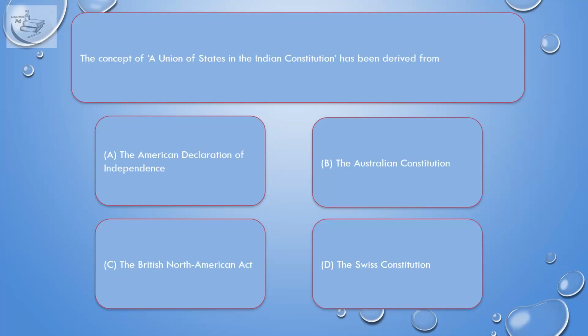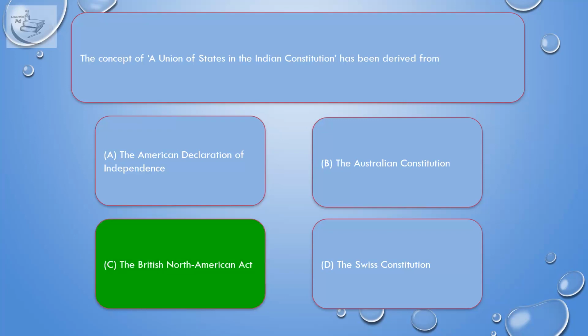Question: the concept of a union of states in the Indian Constitution has been derived from A. the American Declaration of Independence, B. the Australian Constitution, C. the British North American Act, D. the Swiss Constitution. Correct answer is C. the British North American Act.